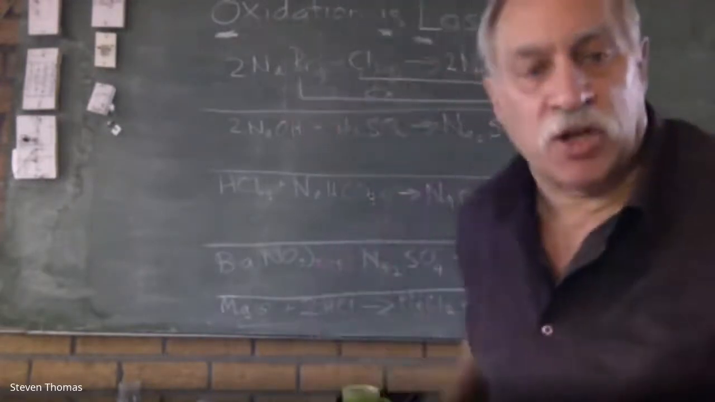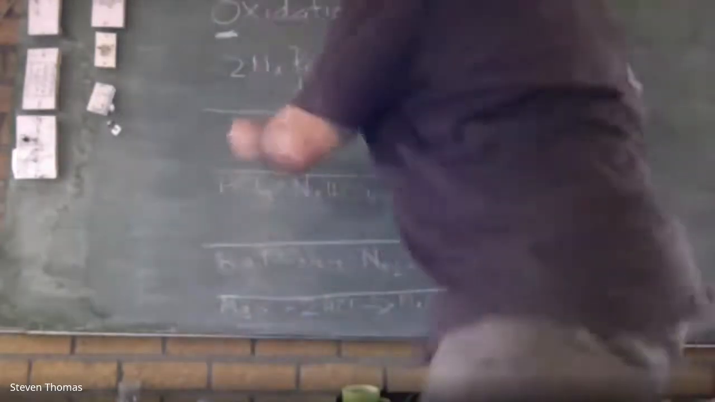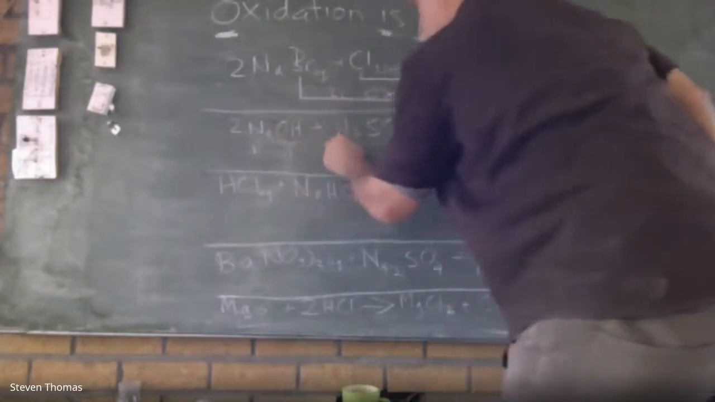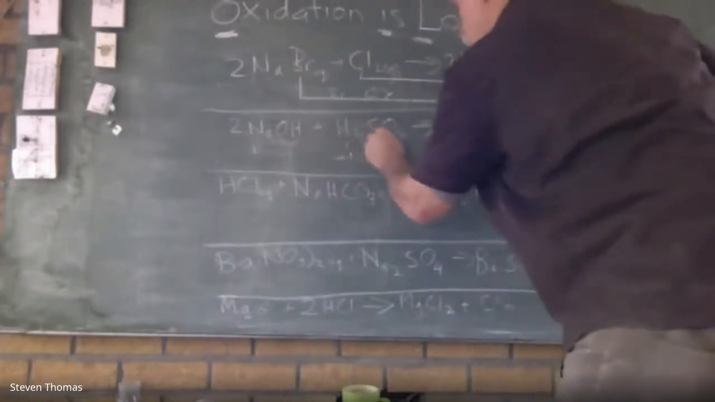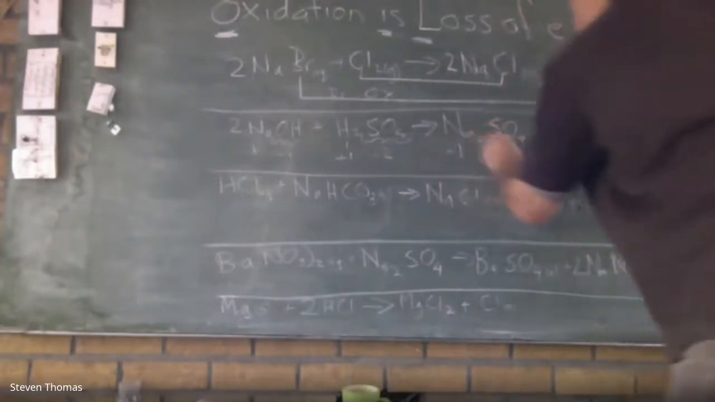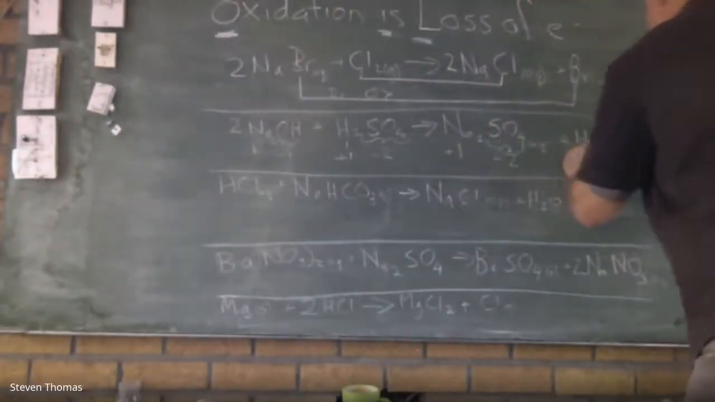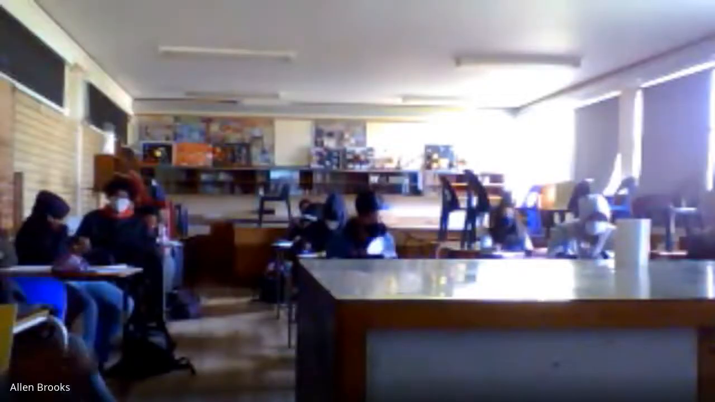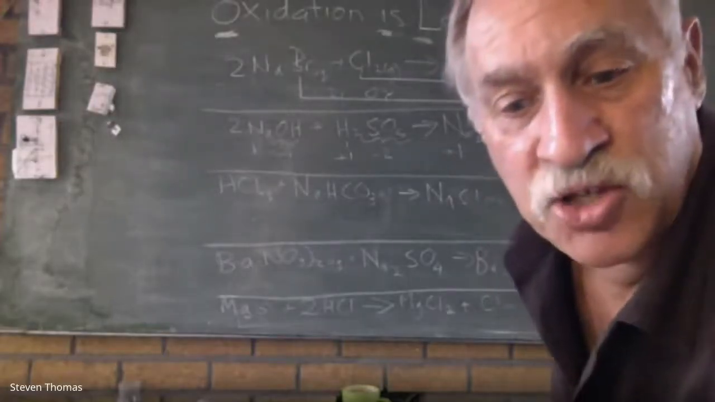Okay, let's have a quick look. That's going to be 1. That's going to be -1. That's going to be 1. That's going to be together -2. That's going to be 1. That's going to be -2. That's going to be 1. And that's going to be -2. There we go. Nothing is reduced.